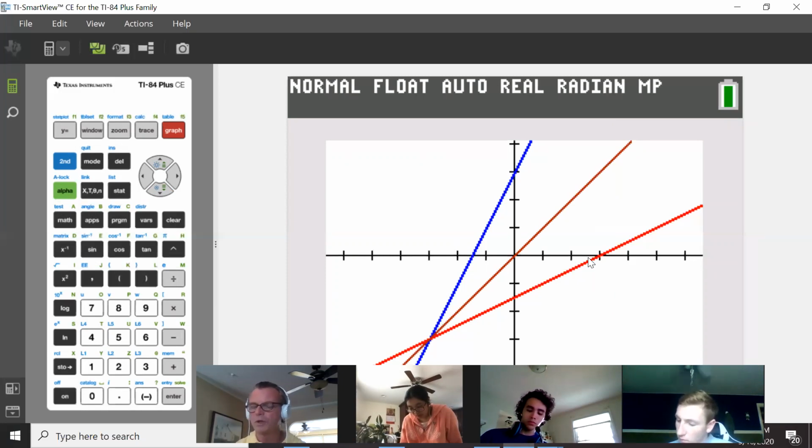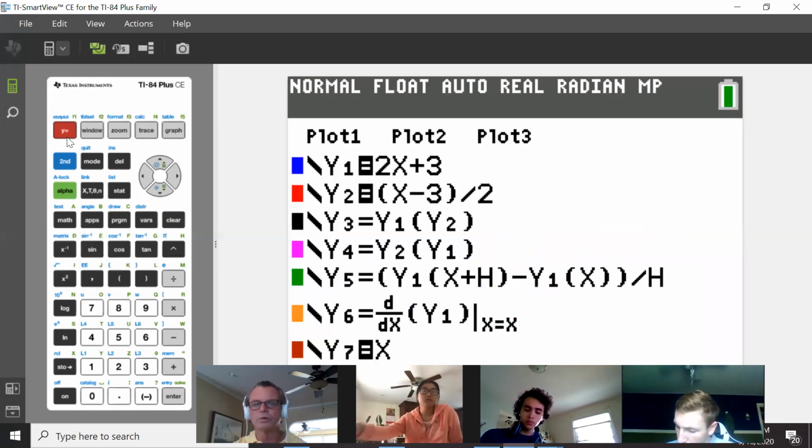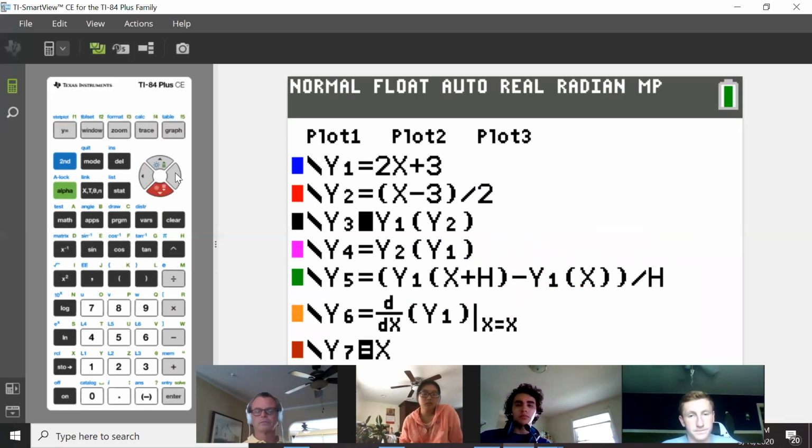But in terms of what we started with, f following g and g following f both take you back to x. That's here. So you go back to y equals, and I'm going to turn off y1 and y2. And I'm going to put this in here for y3. You can put it down low. See, I've got some stuff in here.